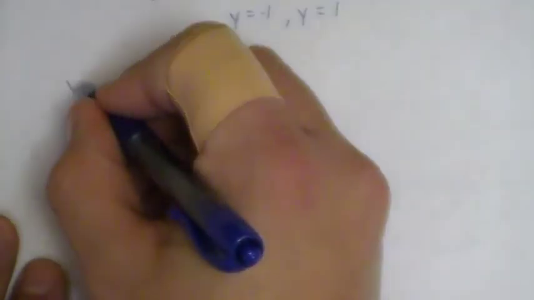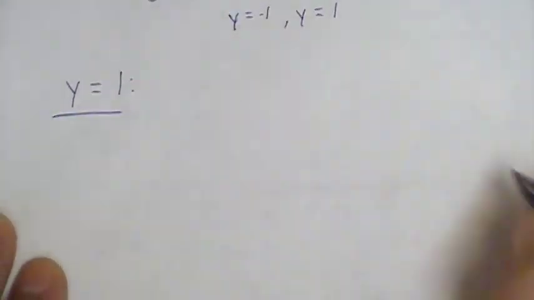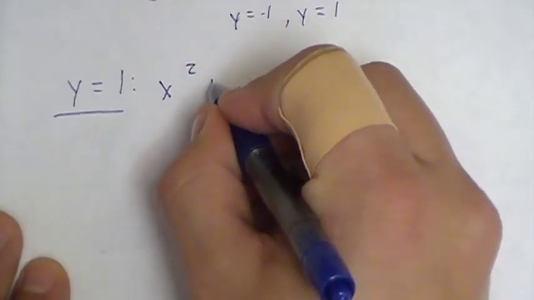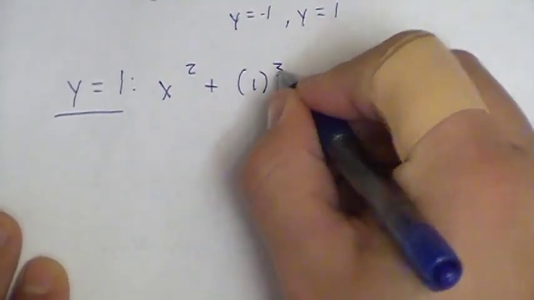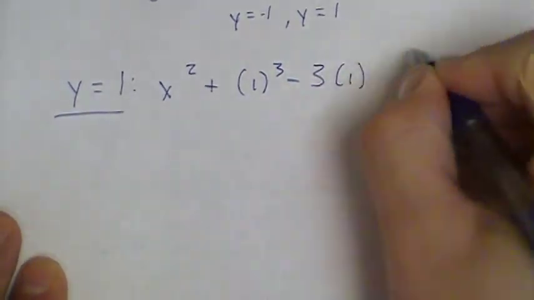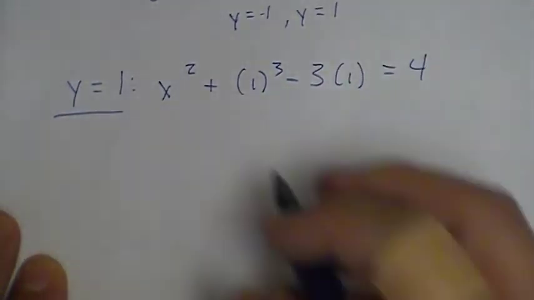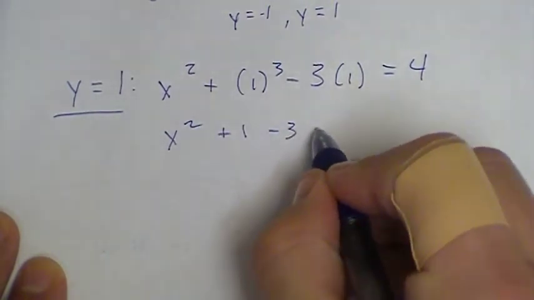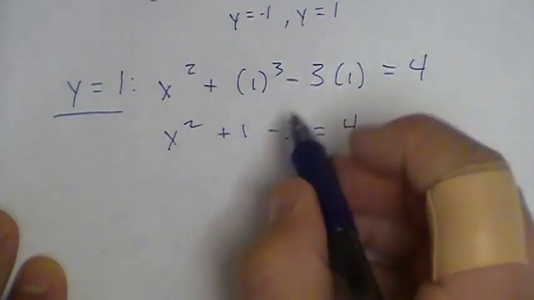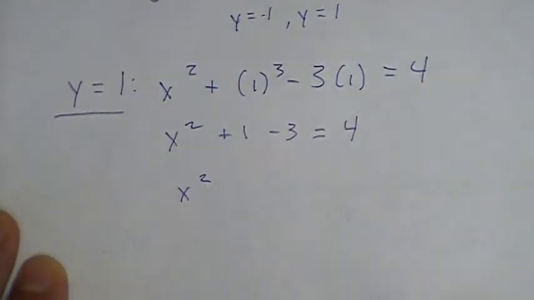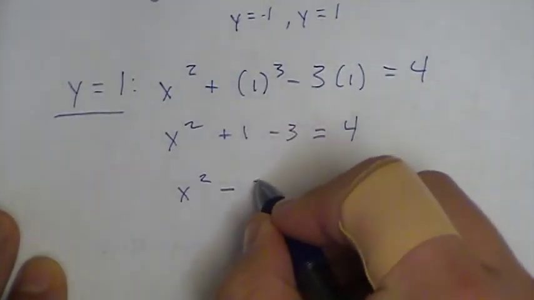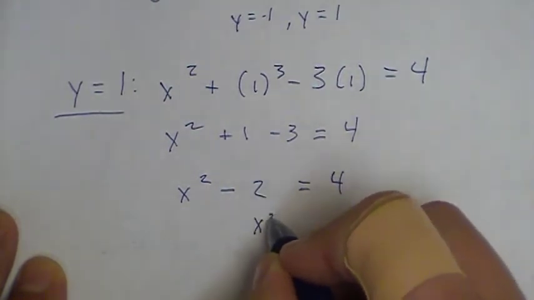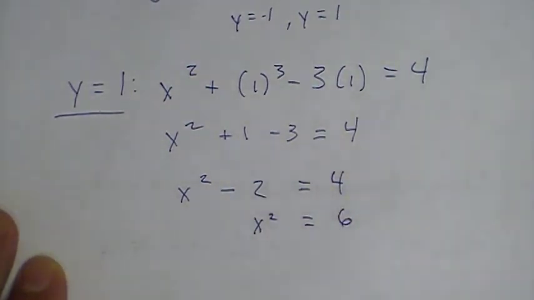So we'll do the y equals 1 part first. I'm going to take 1 and put it in place of the y's in the relation, and I'll be looking at x squared plus 1 cubed minus 3 times 1 equals 4. If you simplify this, that's just a +1, that would be a -3. Combine those and you're looking at -2. Move that across and you have x squared equals 6.